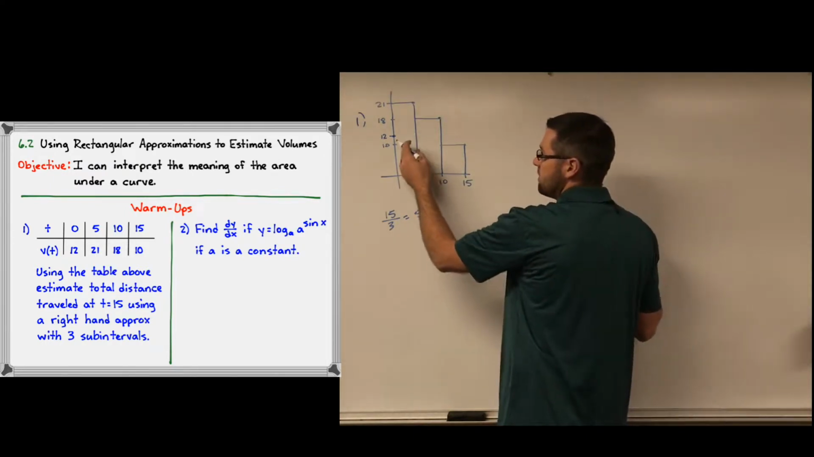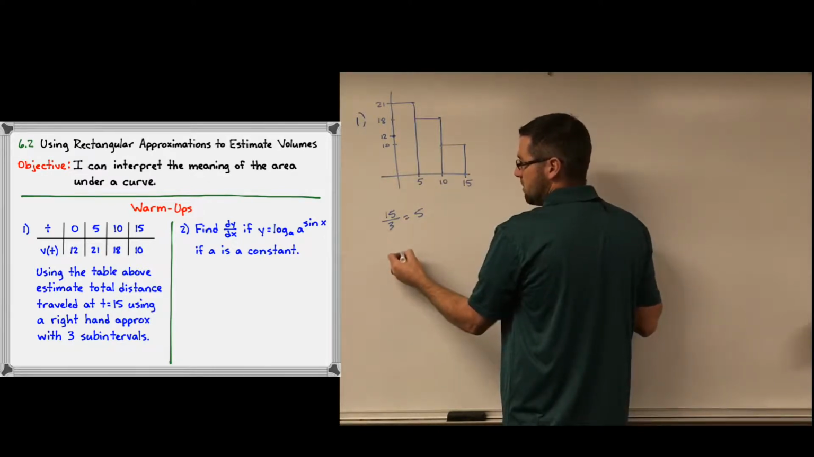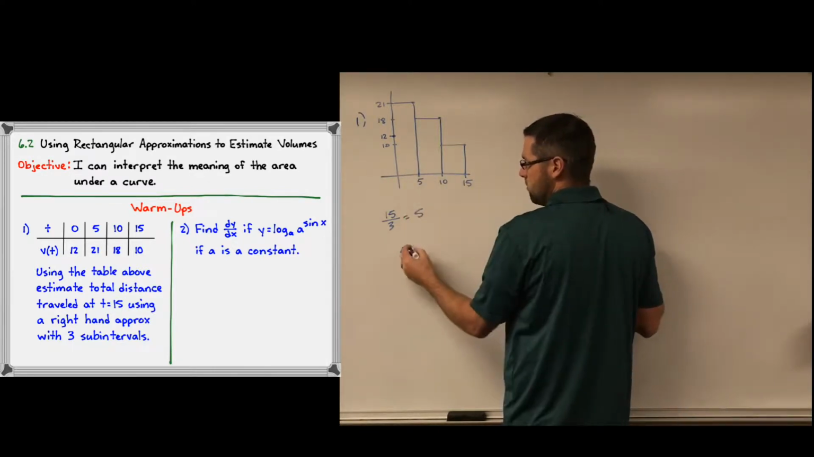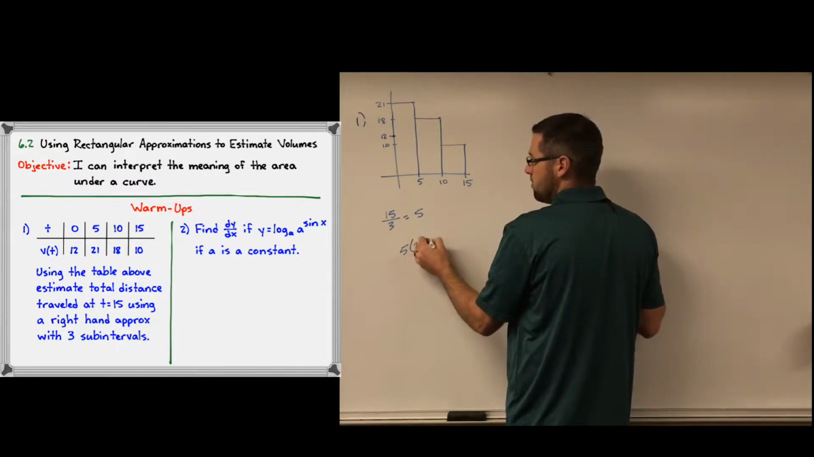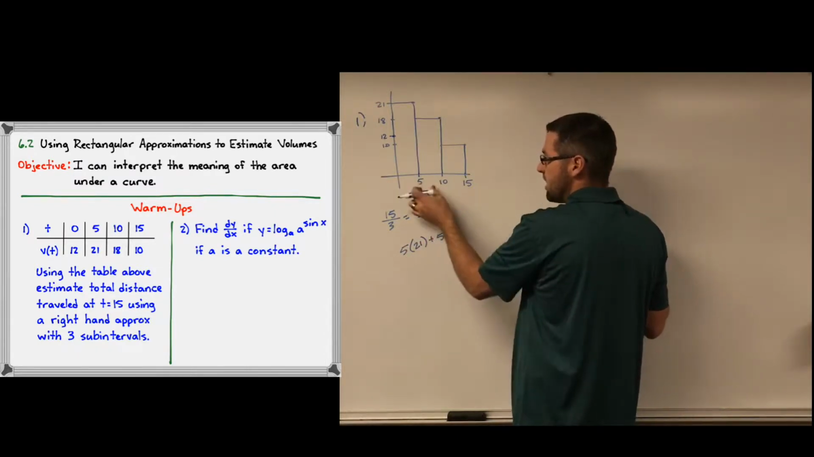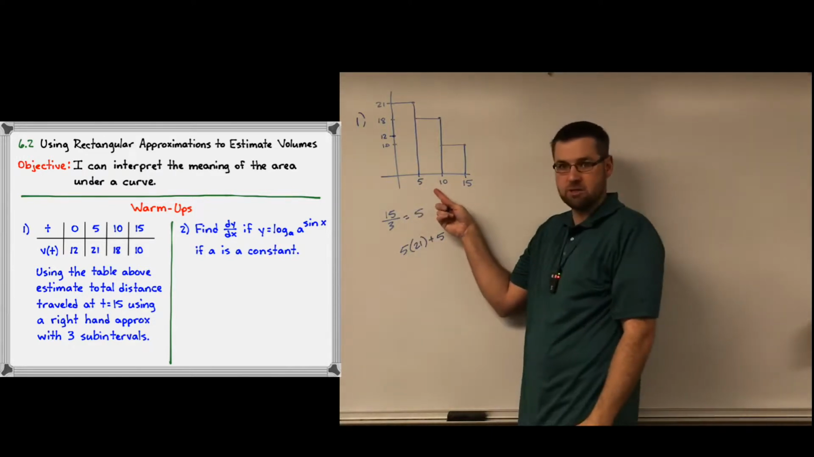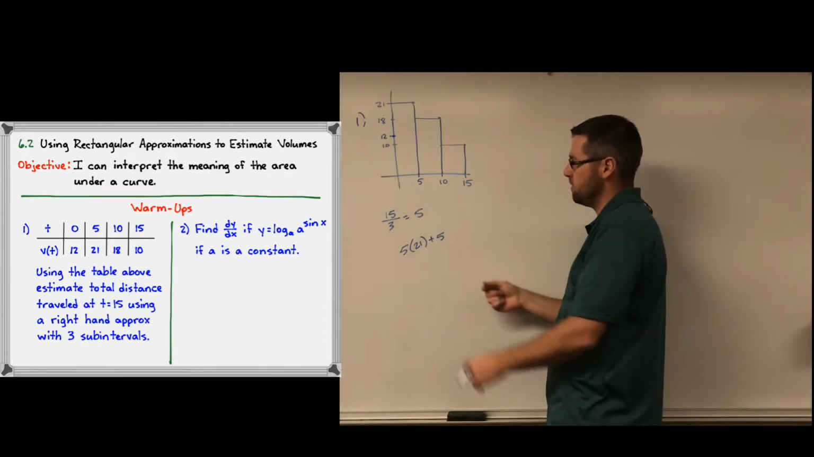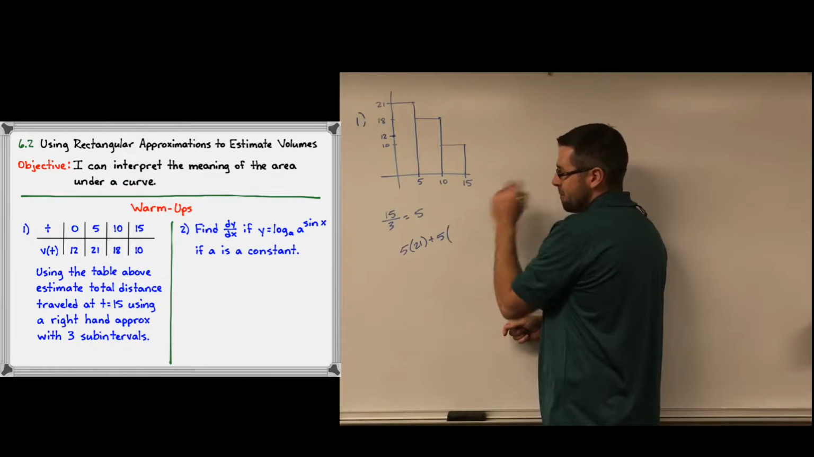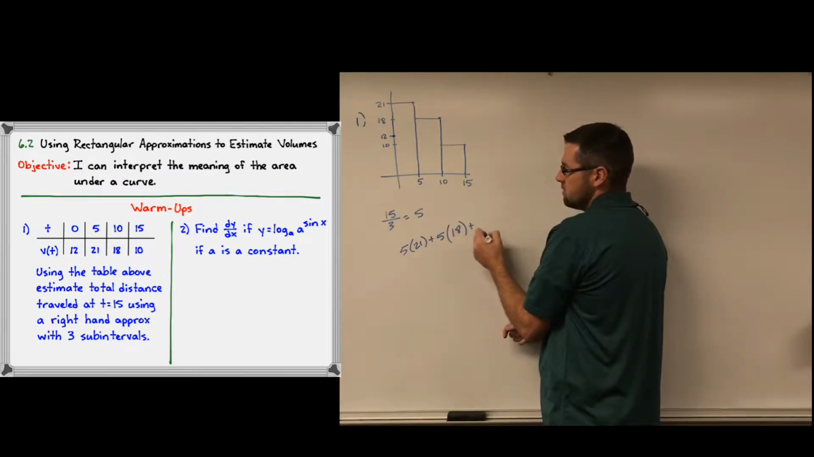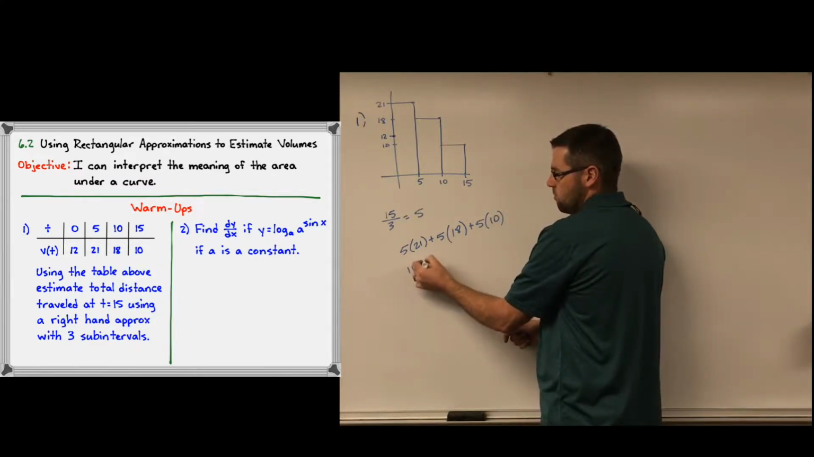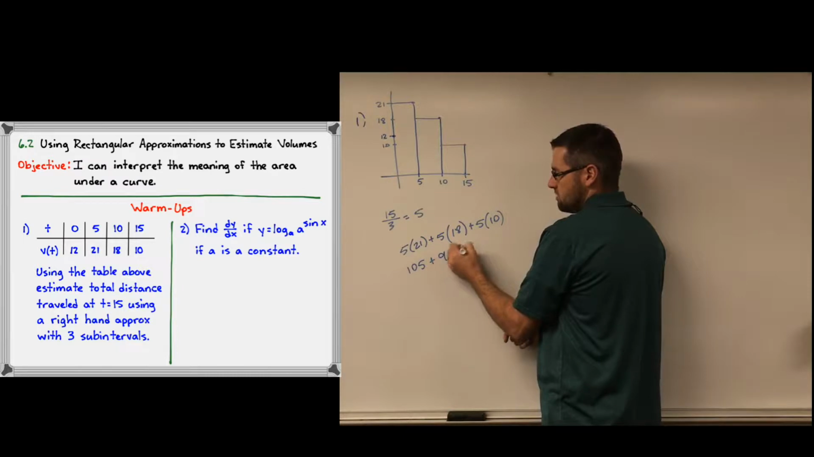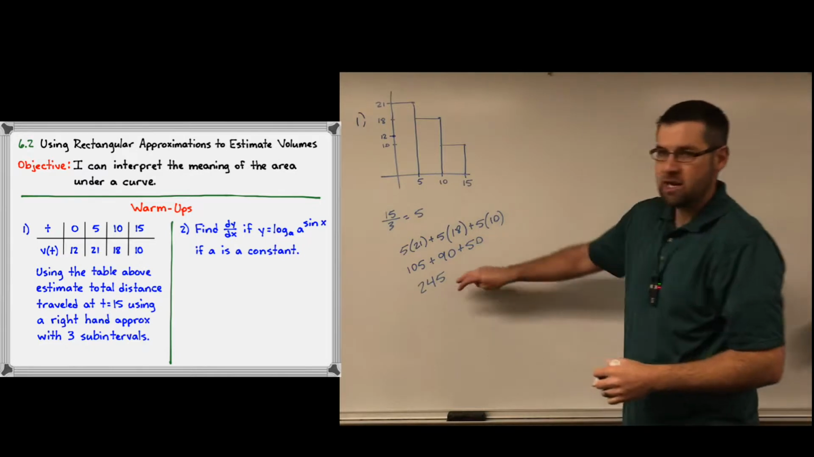So now we're going to figure out the area of each one. It's going to be what? 5 is the width of the first one times 21 plus 5 is the width of the second one. Some students will want to say 10 because the 10 value is there. That's not the case. It's how wide is the rectangle. So it's the distance between 5 and 10, not the coordinate. 5 times 18 plus 5 times 10. And then we figure it out from there. That's 105 plus 90 plus 50. So it's 140, 245.